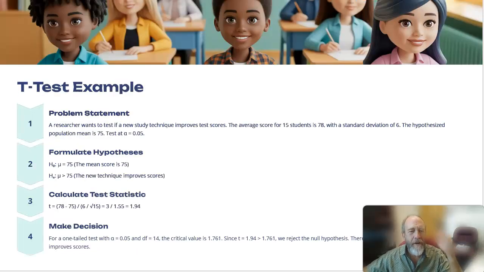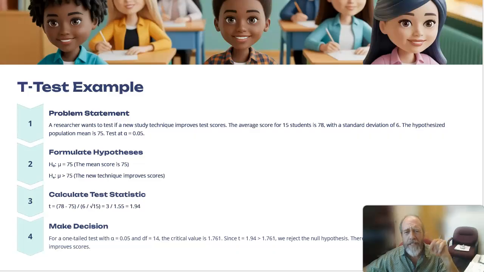Easier to see. All right, now here's an example. A researcher wants to test if a new study technique improves test scores. I'm going to read this slowly. We're going to see if a new technique improves test scores. We need to get some test scores then. We need to actually get a sample here.